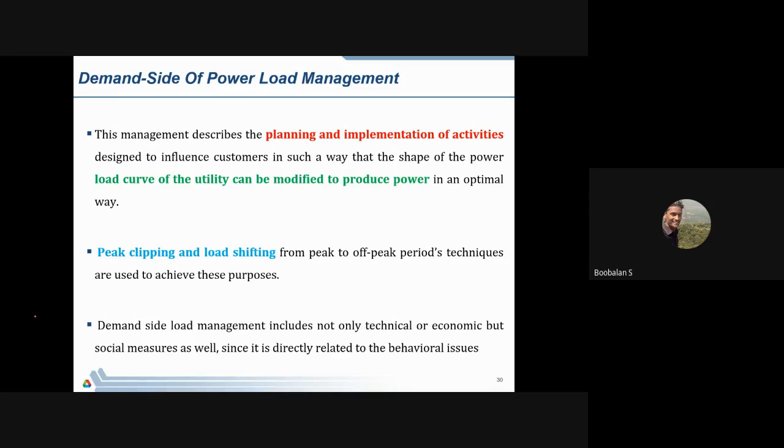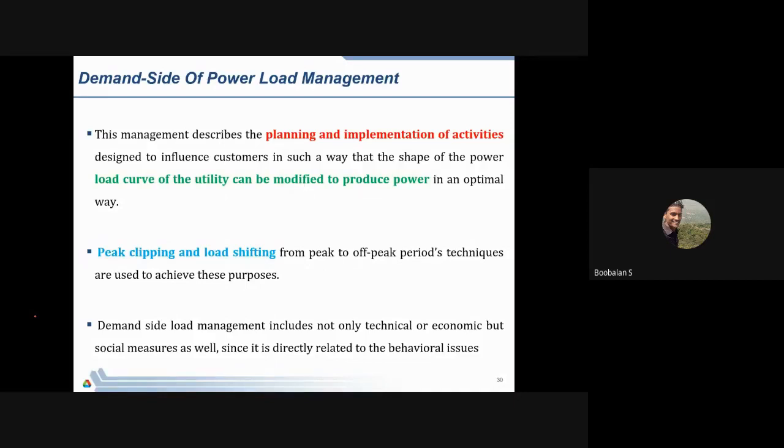So that management means planning and implementation activities that will influence our customers. You can change or modify your load curve in such a way that you can run your power plant in a smoother manner. If you want to run your power plant efficiently, we need to match the demand and remove the peak demand. You can't totally remove it, but you can modify the load pattern.